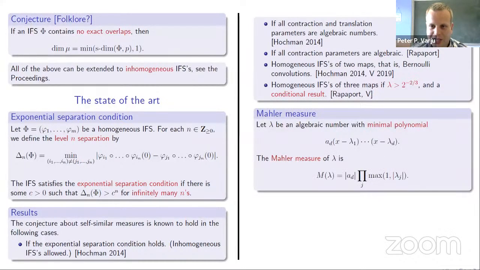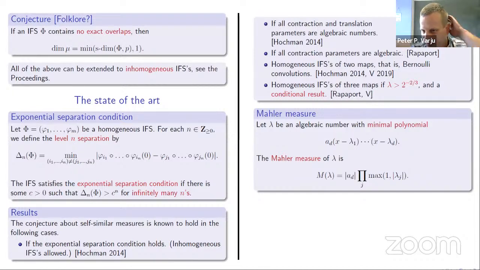about some other things. So the first one is the notion of Mahler measure. This is a quantity assigned to algebraic numbers. So if you have an algebraic number lambda and it has a minimal polynomial in this form, AD times x minus lambda 1 times etc. x minus lambda d. So AD is the leading coefficient, and lambda 1 up to lambda d are the Galois conjugates of lambda. Then the Mahler measure is defined as the product of the absolute value of the leading coefficient multiplied together the absolute values of those Galois conjugates which are outside the unit disk.